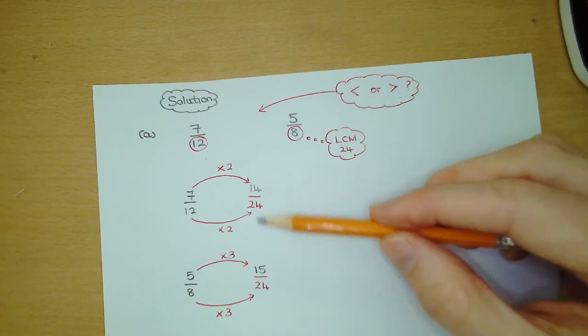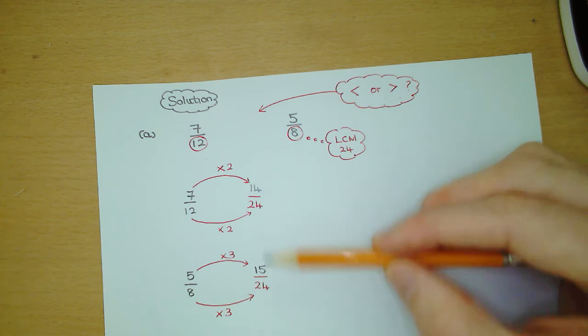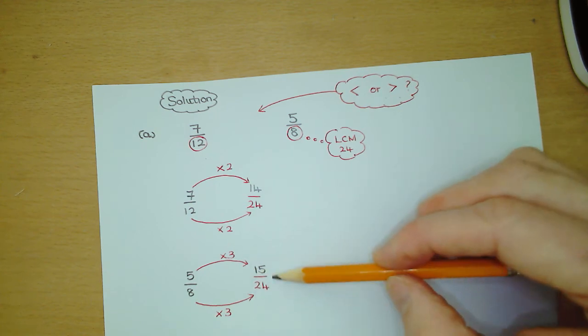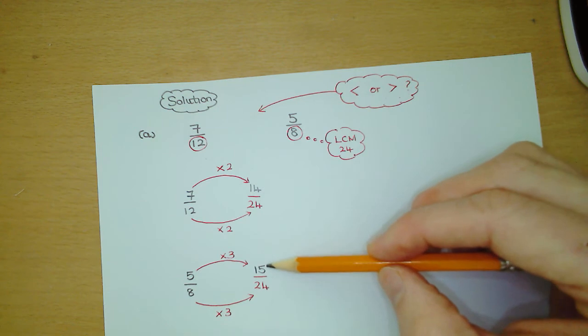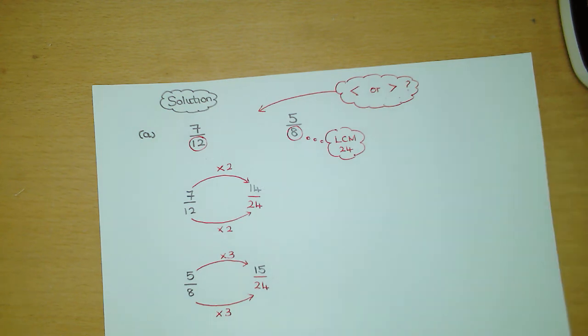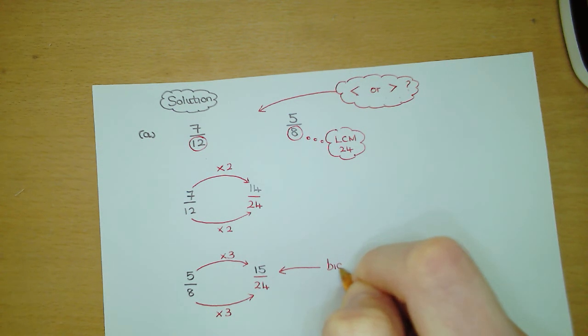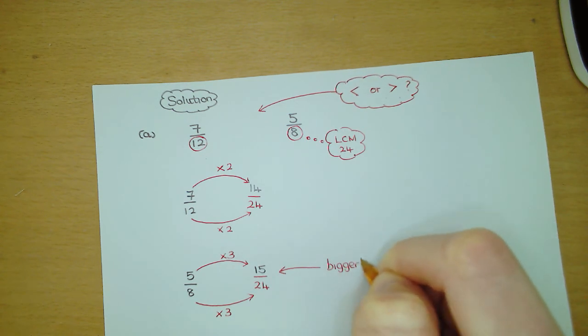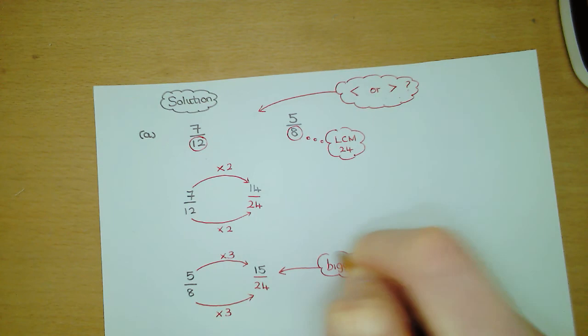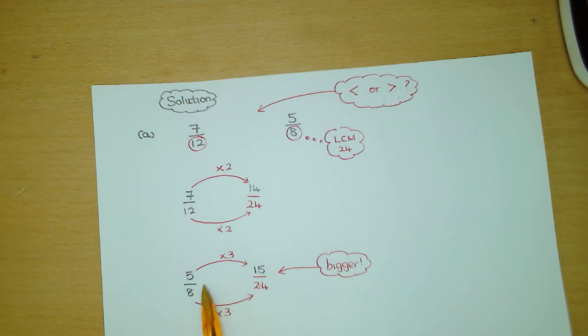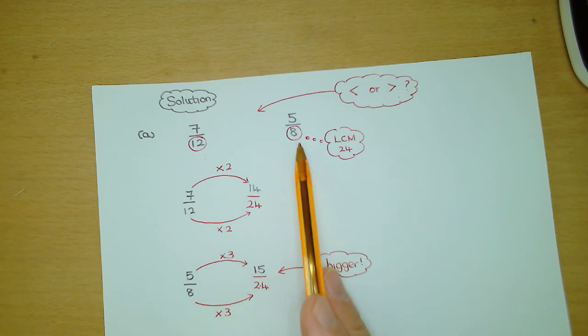Now what you have to do is identify which equivalent fraction is bigger. Well, 15/24 is bigger than 14/24 because the 15 here is bigger than the 14. So 15/24 is clearly the bigger one. Now, 15/24 is equivalent to 5/8, and 14/24 is equivalent to 7/12. So if 15/24 is bigger, that means 5/8 is bigger than 7/12. So this one over here is bigger.